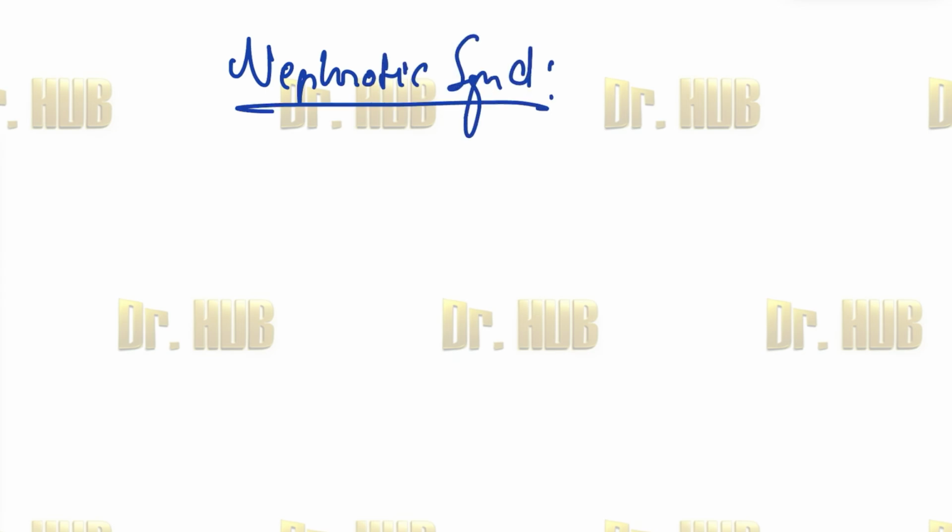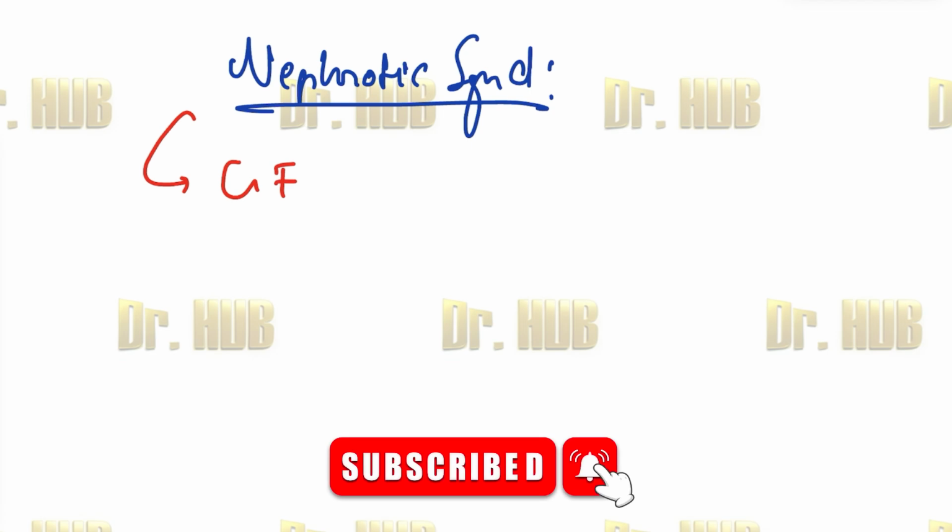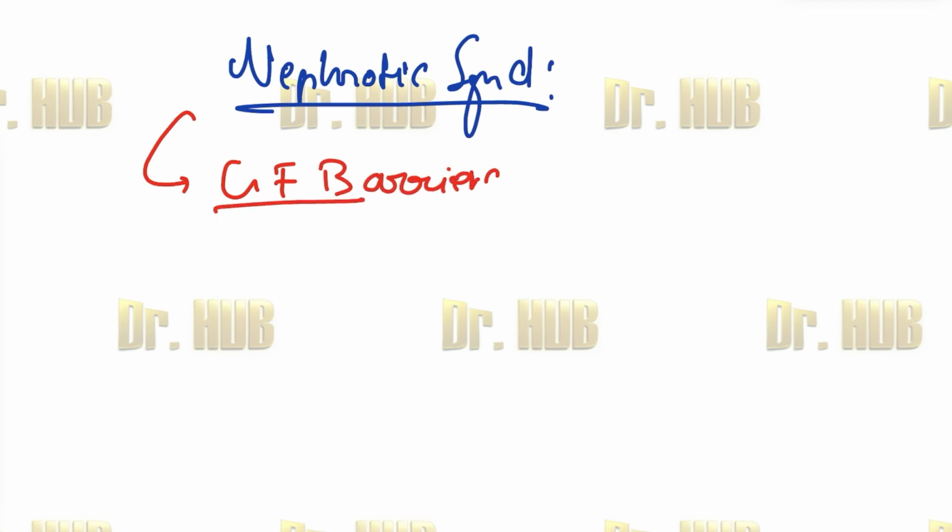Now let's focus on what is known as nephrotic syndrome. So in nephrotic syndrome, the primary pathology is damage and dysfunction of the glomerular filtration barrier. So the GF barrier is the one which is affected.